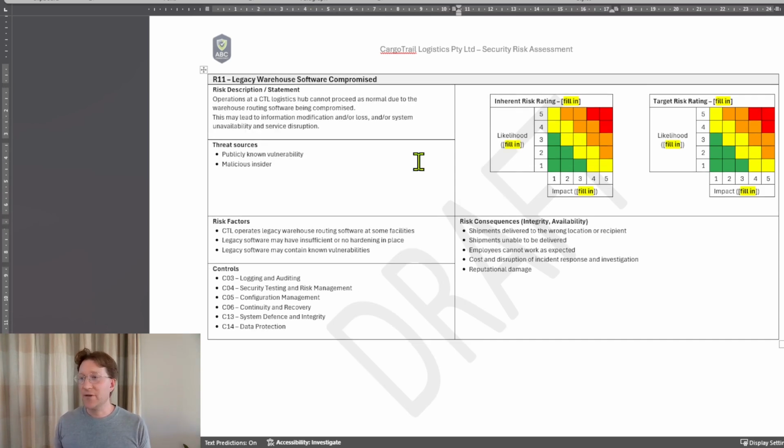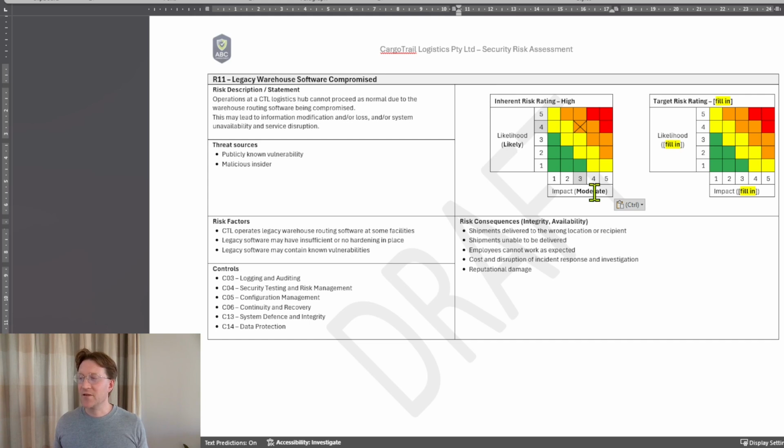Then we have risk 11, legacy warehouse software being compromised. I'm saying that the likelihood is likely, the impact is moderate, and therefore we're looking at a high risk. I'm saying it's likely because not everyone would be aware that legacy software is being used, that this particular version of a particular software is being used. But once this information is known, it is actually quite easy to look up vulnerabilities that are public knowledge.